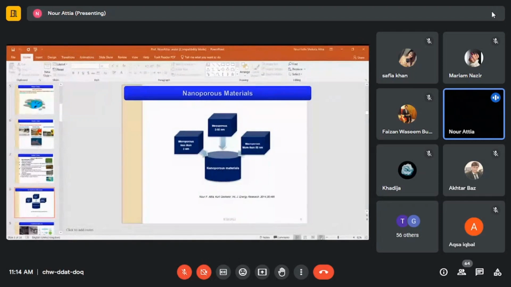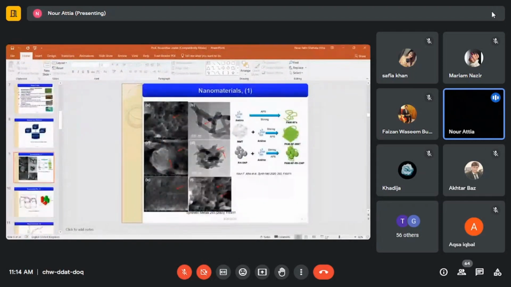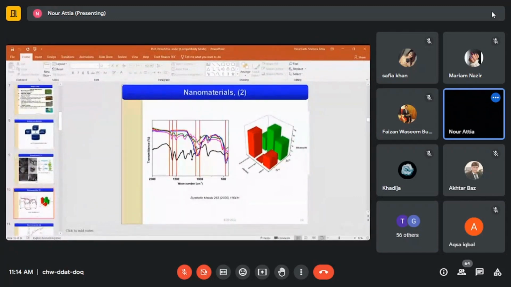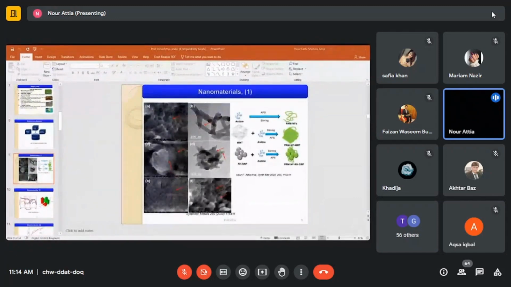So why did people start to use nanomaterials for slide number 9 now, okay? So why do people use nanomaterials for wastewater treatment?